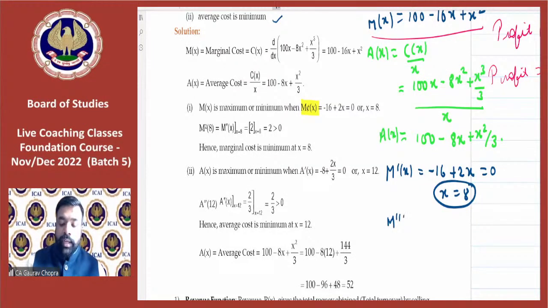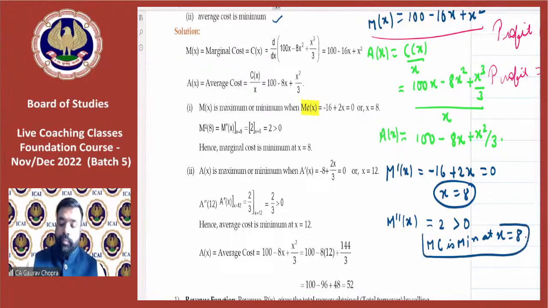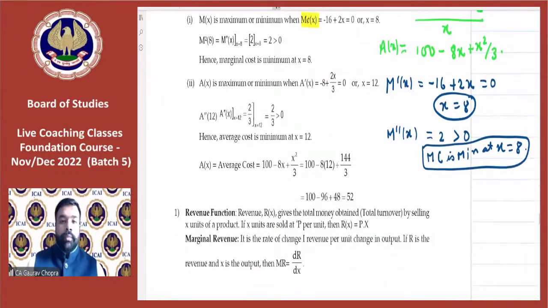So for that, we can find out the double derivative of marginal cost. So what is the double derivative? It is 2. And this 2 is more than 0. Whenever we are talking about the cost, it should be more than 0. Whenever we are talking about the profit or revenue, it should be less than 0. In terms of derivative, we are talking about. So it is more than 0, that means marginal cost is minimum at x equal to 8. The marginal cost will be minimum at x equal to 8.